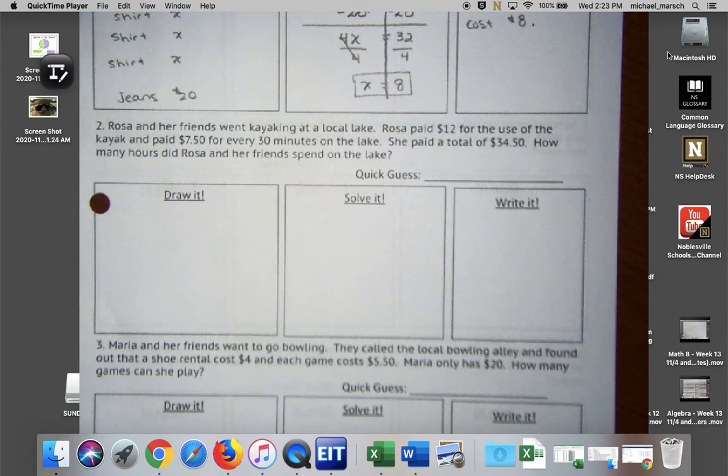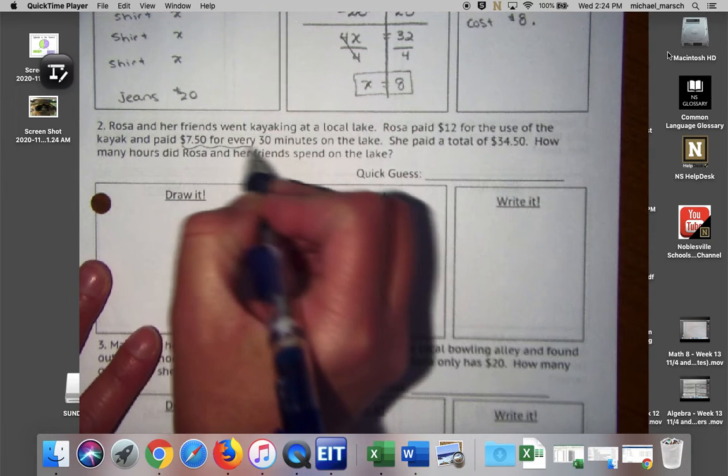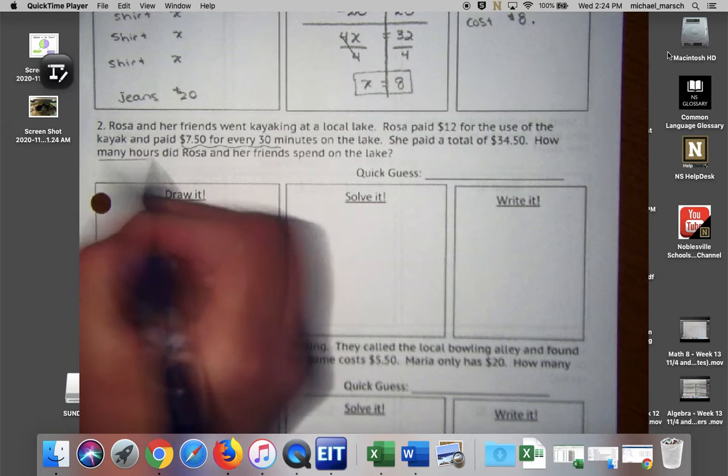All right. Rosa and her friends went kayaking. Rosa paid $12 for the use of the kayak and $7.50 for every 30 minutes on the lake. She paid $34.50 total. How many hours did Rosa and her friends spend on the lake? So they tell us how much it costs per 30 minutes, but we need to know how many hours for the answer.